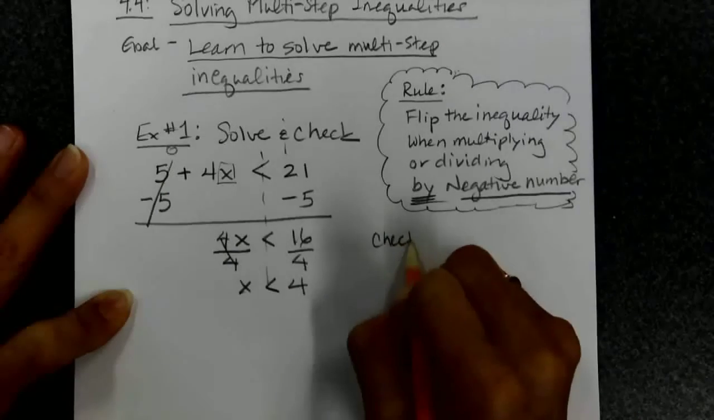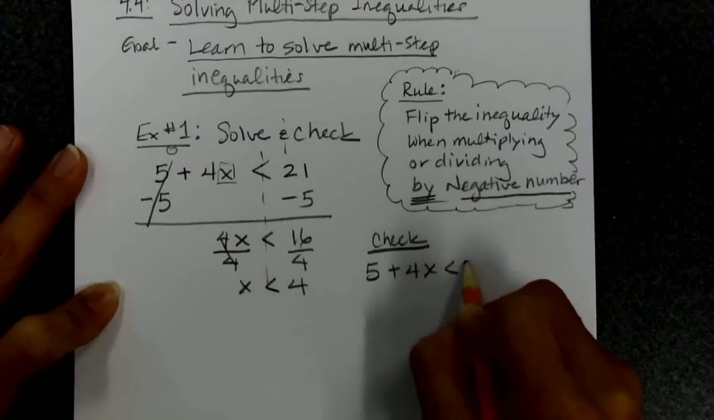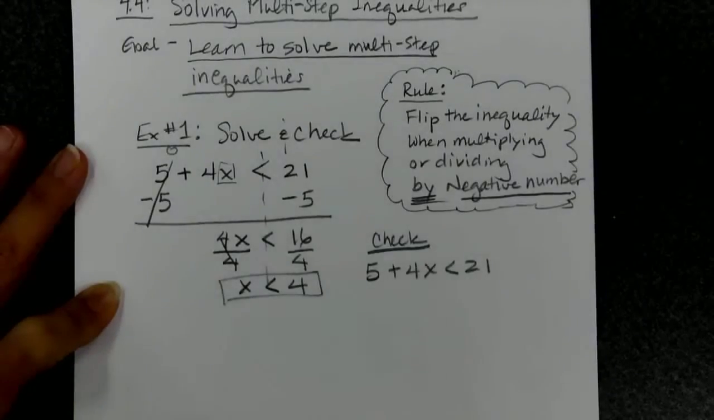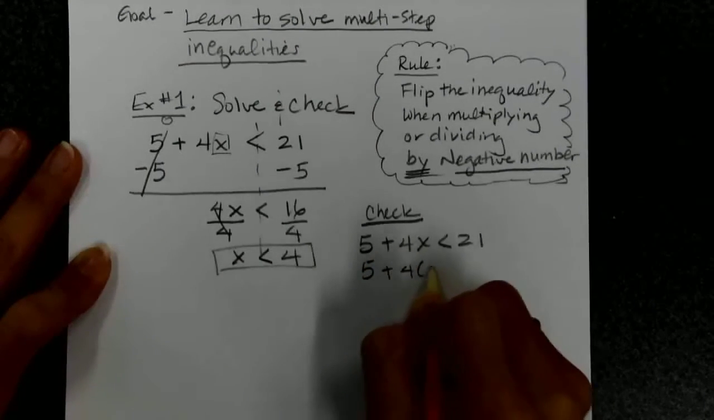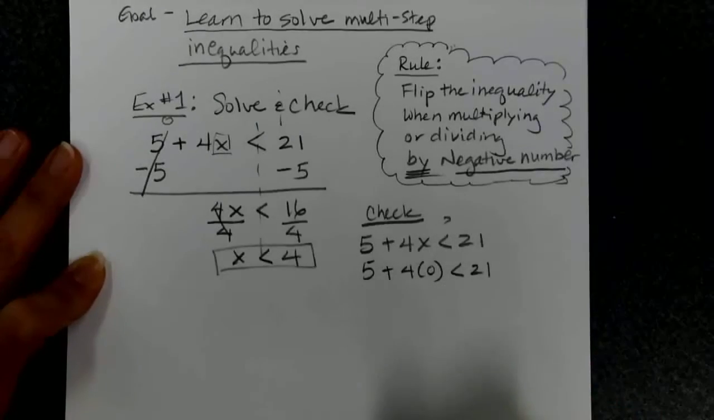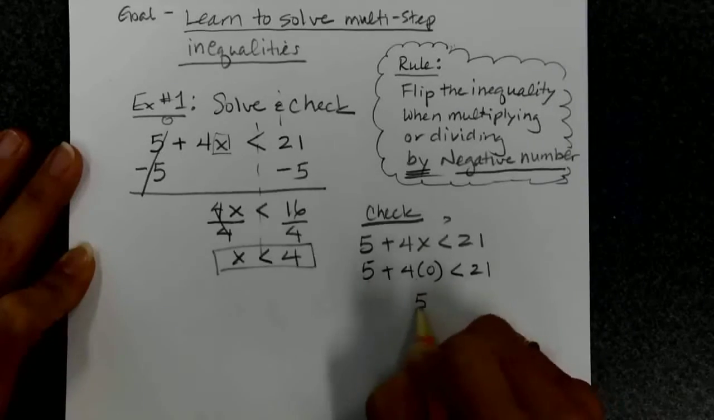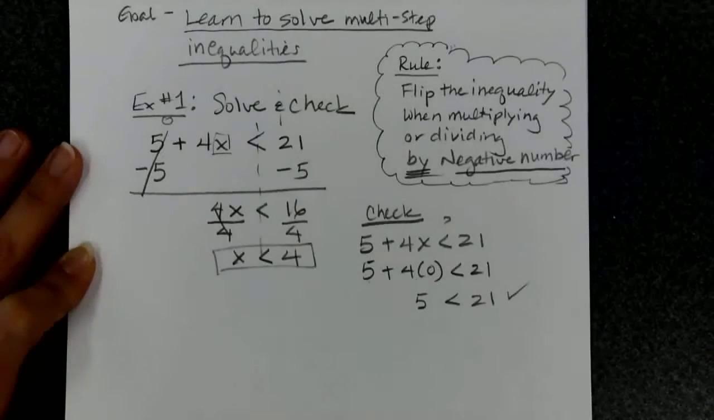So here's your check. You rewrite the original and pick any number that is less than 4. So we're going to pick 0. So 4 times 0, we plug it in, is this side less than 21? Well, 4 times 0 is 0, and 0 plus 5 is 5, and 5 is less than 21, so it checks.